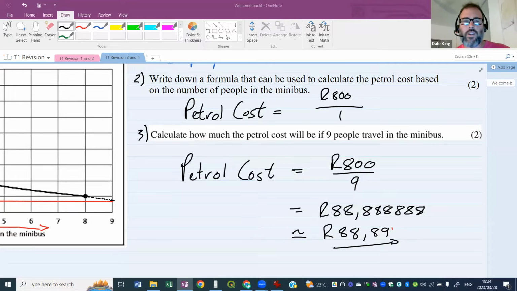Okay. All right. So there was the indirect relationship graph, and we learned how to create a formula for that. All right. Any questions? Anyone want me to go over it again? Any questions? Or are we all good to move on?